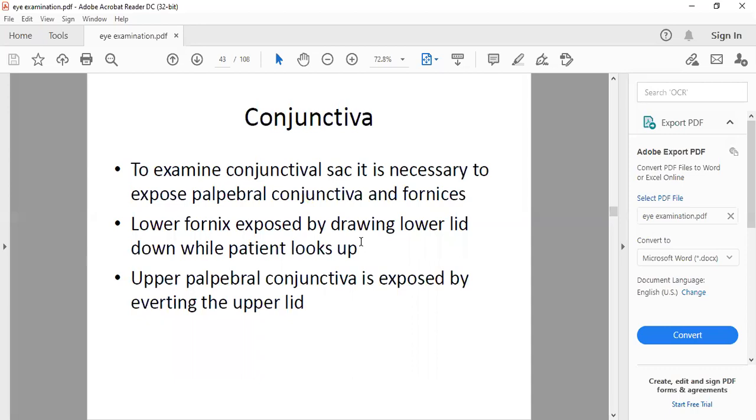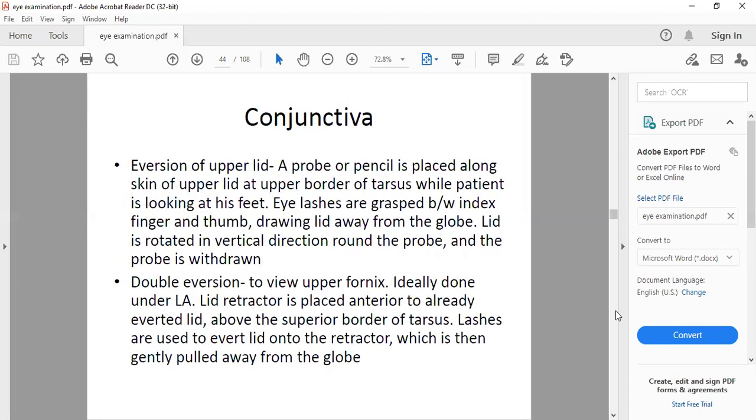drawing is not the correct word, retracting the lower eyelid down while the patient looks up, and the upper palpebral conjunctiva is exposed by everting the upper eyelid. Please see that I have already demonstrated the video, but I want to explain it again. A probe means a very thin blunt object, like a swab stick or a cotton bud, which is placed along the skin of the upper eyelid at the upper border of the tarsus.